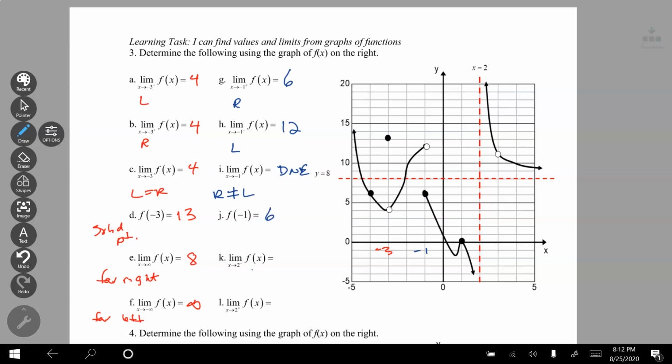It says 2 from the left. So I come to 2. And on the left side of 2, this graph is going down to negative infinity, and on the right side it's going up to infinity. Kind of gives it, we have this vertical asymptote at x equals 2.